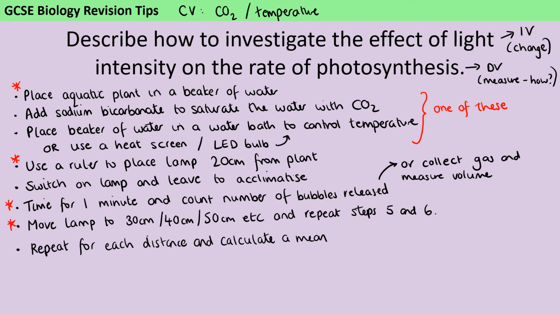Then you need to have measured for a certain amount of time, and you need to have either counted the bubbles or measured the volume of gas. And then you need to have actually changed your independent variable. It's also important that you talk about repeating this, and when you repeat, you only get credit if you talk about repeating and calculating a mean. So I would say that they are the 6 things that you need to have included in order to get your 6 marks.